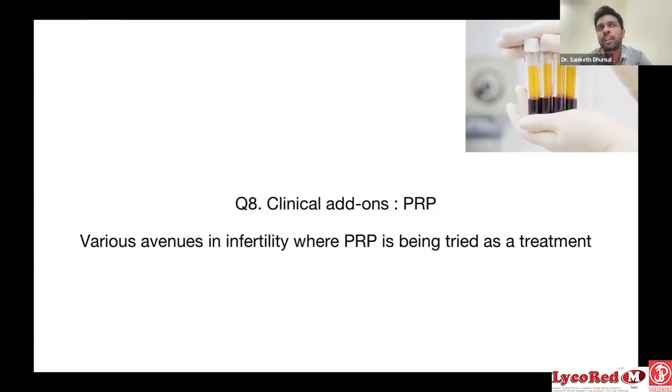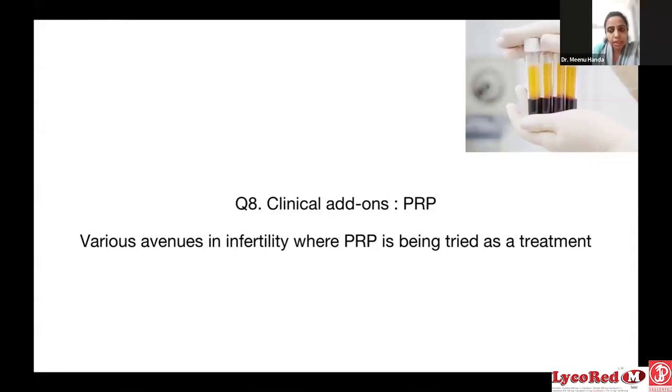Well, if you ask us, our own data says that intrauterine PRP does have beneficial effects, but intraovarian I find very dicey. Wherever you expect a result, you won't get one, and sometimes where you don't expect it, you will get better results. So it is like a double-edged sword, still, I would say. Yeah, true.